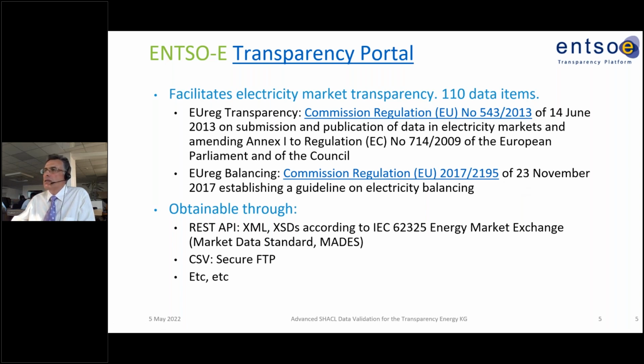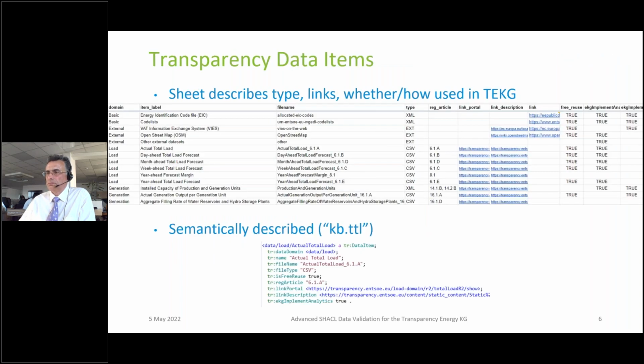So energy markets and energy traders use this data in their daily operations to decide about their trading strategies. The data can be obtained using a REST API. So these are XMLs that conform to this IEC standard, the so-called market data standard or energy market exchange. But also there are time series data that are bigger in amount and they are delivered as CSVs through a secure FTP server. These are the two channels that our project uses. There are some more channels as well.